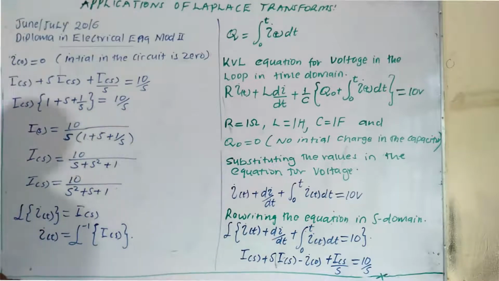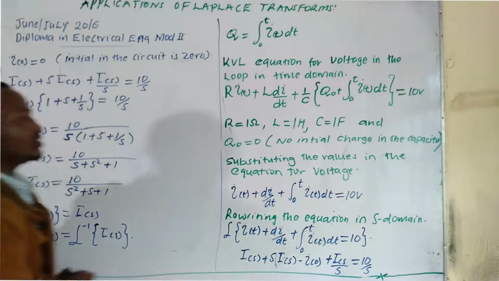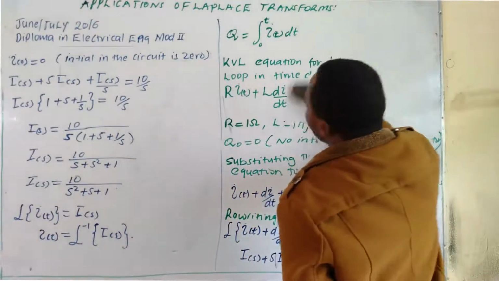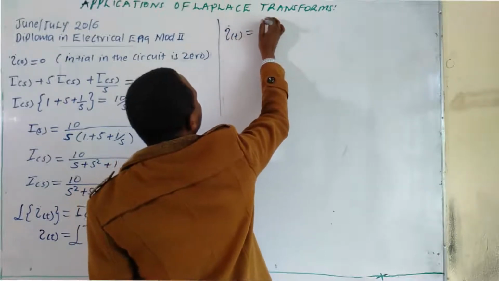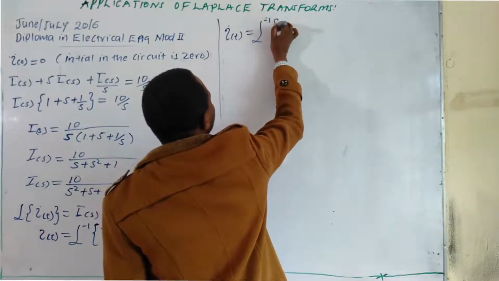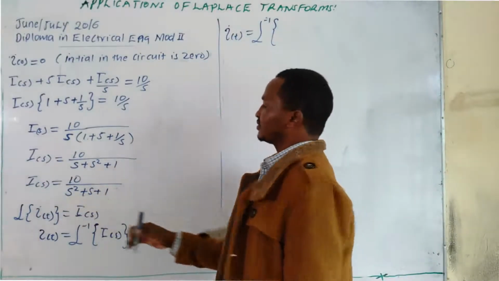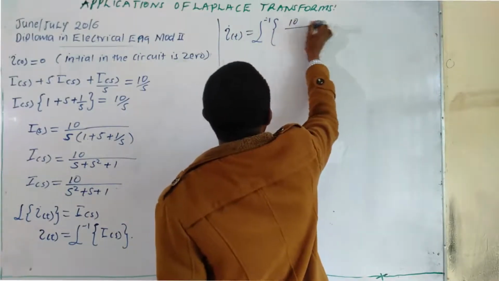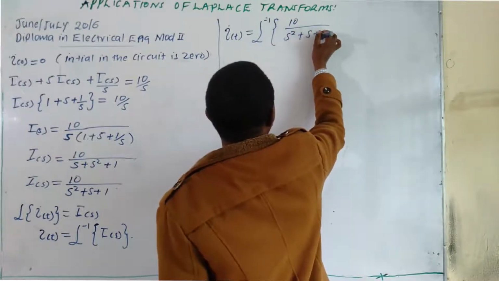Just the reciprocal. To get I(s), we have to find the Laplace transform of I(t). Now to get I(t), we have to get the inverse Laplace transform of I(s). So we now go ahead and do that. I(t) is equal to the inverse Laplace transform of I(s), where I(s) is equal to 10 over s squared plus s plus 1.